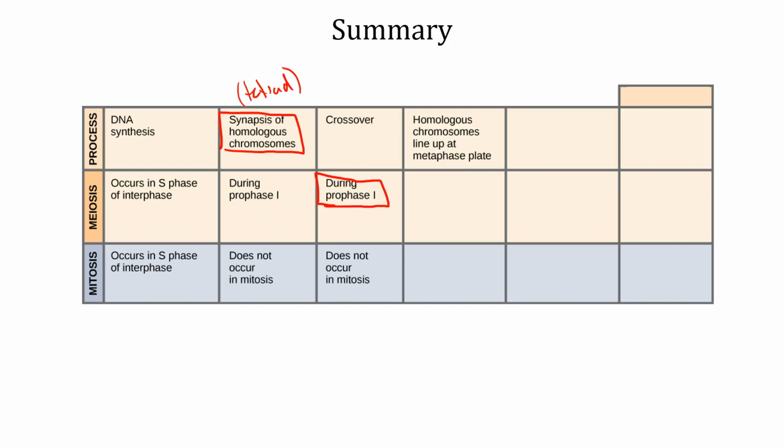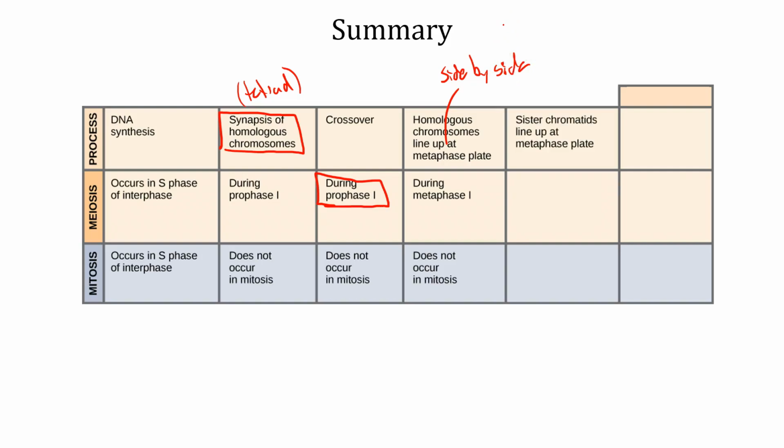Homologous chromosomes line up at the metaphase plate. This happens in metaphase 1, and it does not occur in mitosis. And they really should specify line up side by side, because homologous chromosomes do line up in mitosis. It's just they line up in a single line, not side by side. So I guess that's two bones that I have with this book on this topic.